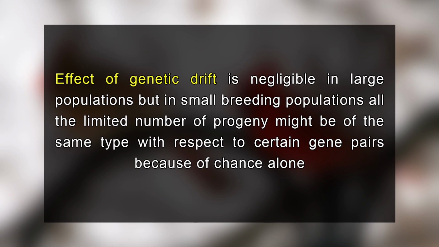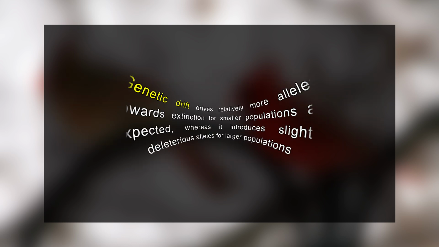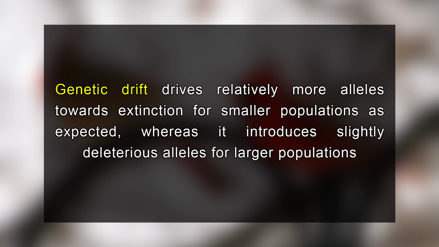Dear students, let's now summarize the lecture. Although genetic drift happens in populations of all sizes, its effects tend to be stronger in small populations. The effect of genetic drift is negligible in large populations, but in small breeding populations, all the limited number of progeny might be the same type with respect to certain gene pairs because of chance alone.